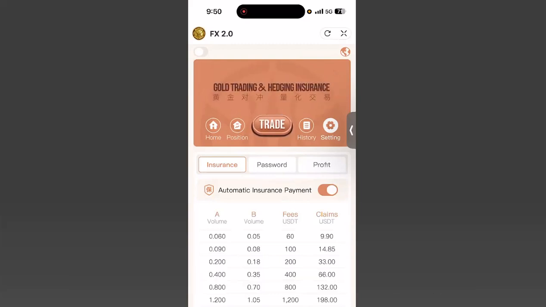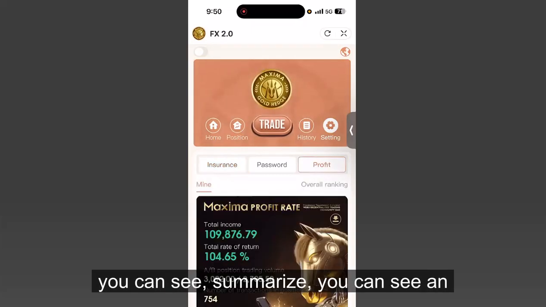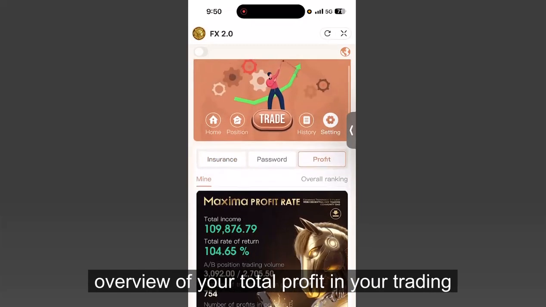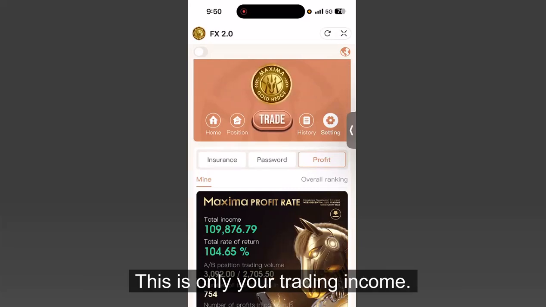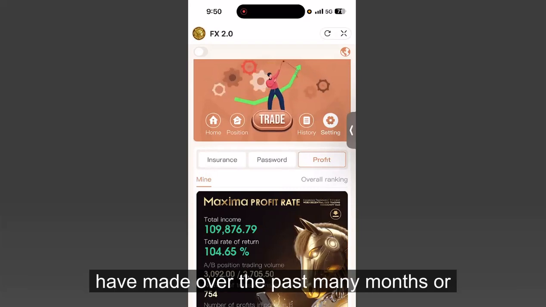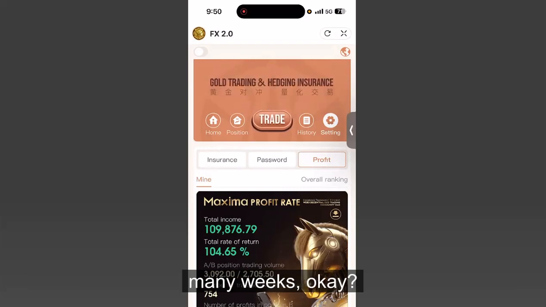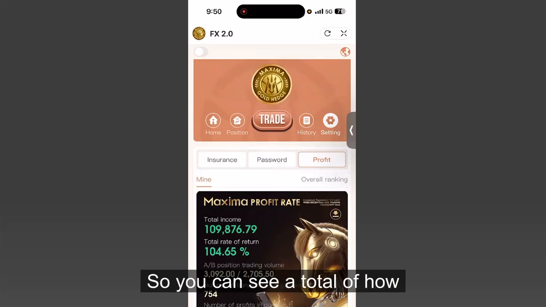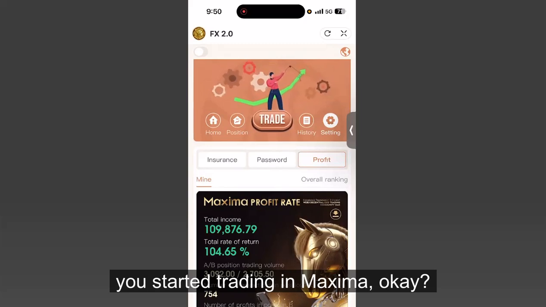All right, okay, cool. So for profit over here, profit is where you can see a summary, an overview of your total profit in your trading income. This is not included in your network income. This is only your trading income, your standalone, individual income, how much you have made over the past many months, days, or even weeks. So you can see a total of how much you have made since the day that you started trading in Maxima.